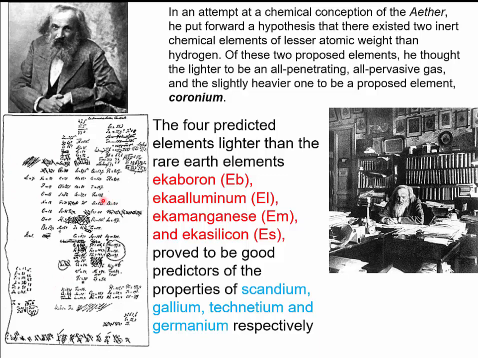The four predicted elements lighter than the rare earth elements, eka-boron, eka-aluminum, eka-manganese, and eka-silicon, proved to be good predictors for scandium, gallium, technetium, and germanium, respectively. Technetium is cool stuff. They use that in radiological imaging. It's an unstable isotope and is man-made.